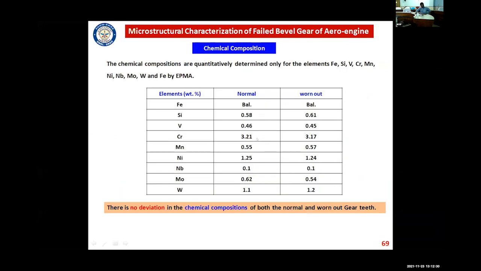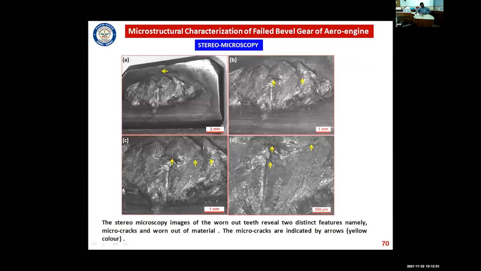Next, we have determined the chemical composition of the damaged teeth, which we call worn out, and also the undamaged teeth, which we call normal. The composition is basically iron based, with alloying elements like silicon, vanadium, chromium, manganese, and nickel. But if you compare the composition of the damaged and undamaged teeth, both are the same, so there is no deviation in the chemical composition.